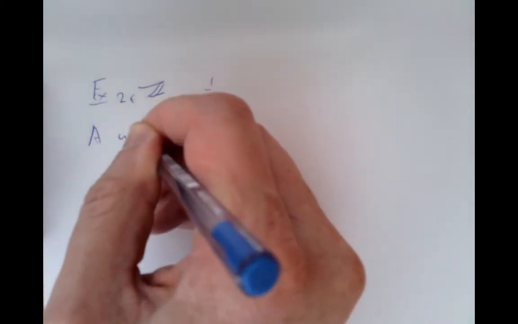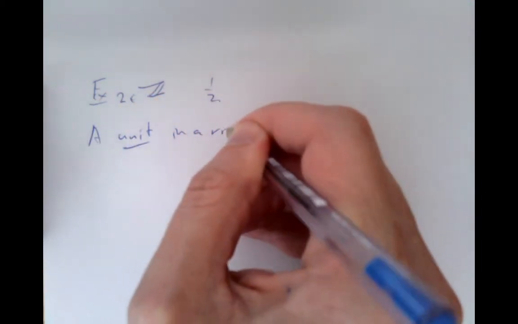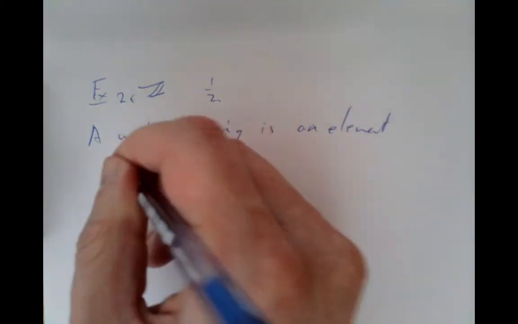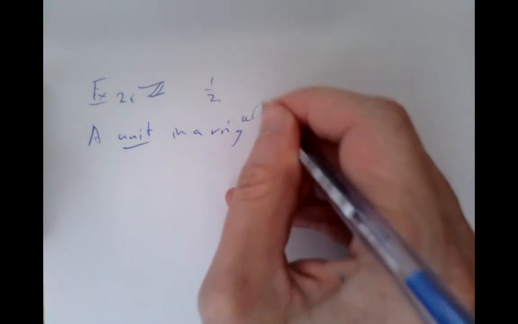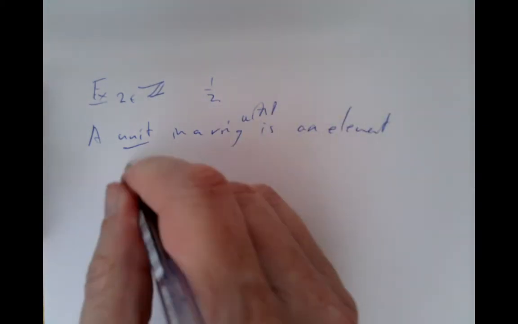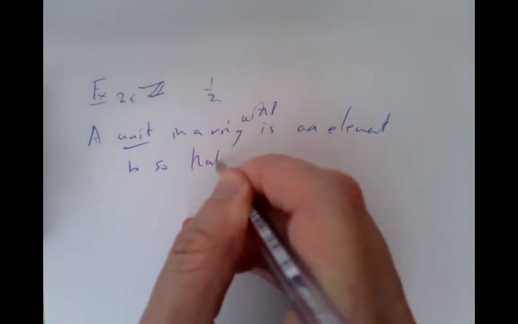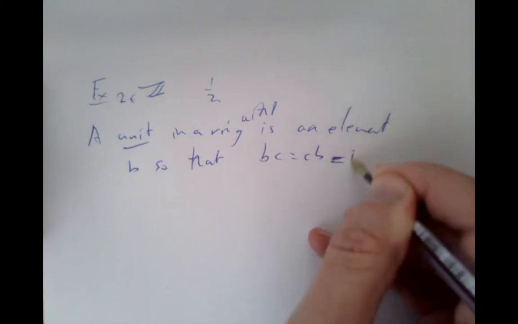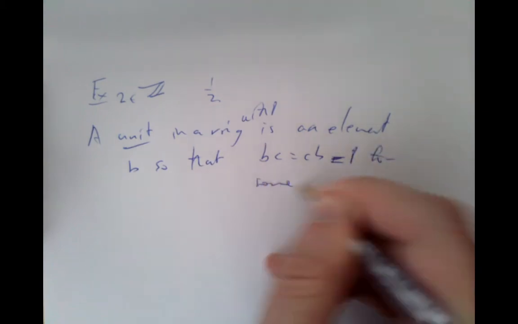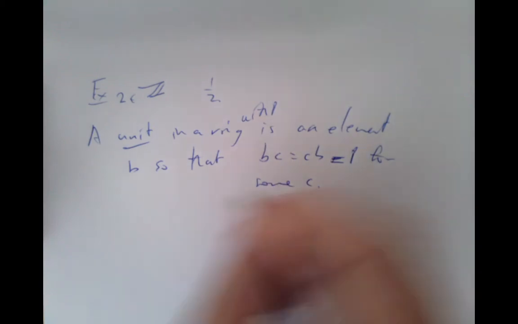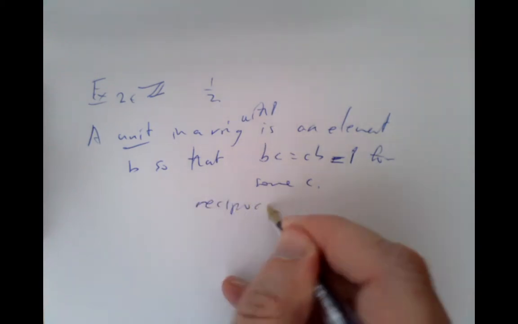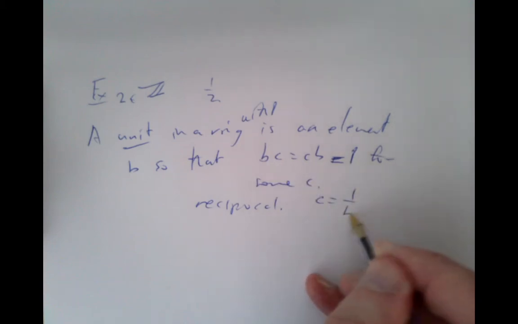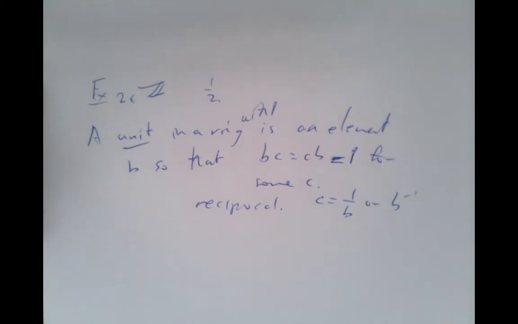A unit in a ring, in a commutative ring, is an element b so that bc equals cb equals 1 for some element c. In other words, it has a reciprocal. And you can show as an exercise that there's only one such reciprocal, and so we'll always write it as 1 over b or b inverse or something like that.